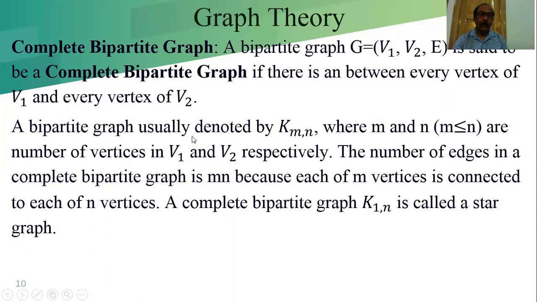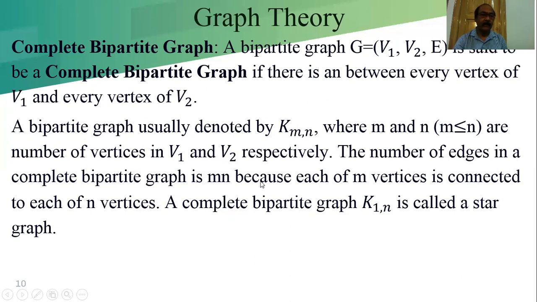A complete bipartite graph is usually denoted by Kmn. Here M represents the number of vertices in V1 and N represents the number of vertices in V2. Normally, we consider that M is less than or equal to N. So M is the number of vertices in V1 and N is the number of vertices in V2 respectively.